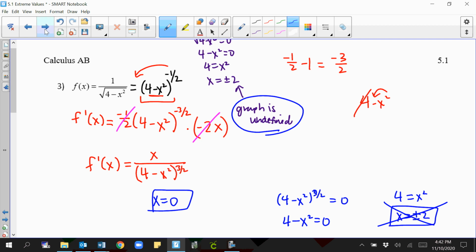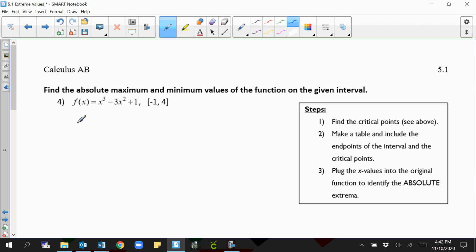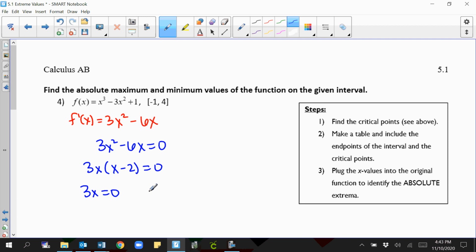Okay, so now let's take those critical values and talk about how we can figure out where the maximum and minimum is. So I'm going to find the critical points just like I did before. I'm going to take my derivative, f prime of x is equal to 3x squared minus 6x. I'm going to set it equal to 0, so 3x squared minus 6x equals 0. I can factor out a 3x, and I'm left with x minus 2 is equal to 0. So 3x equals 0, and x minus 2 equals 0. So x equals 0, and x equals 2. So those are my critical points.